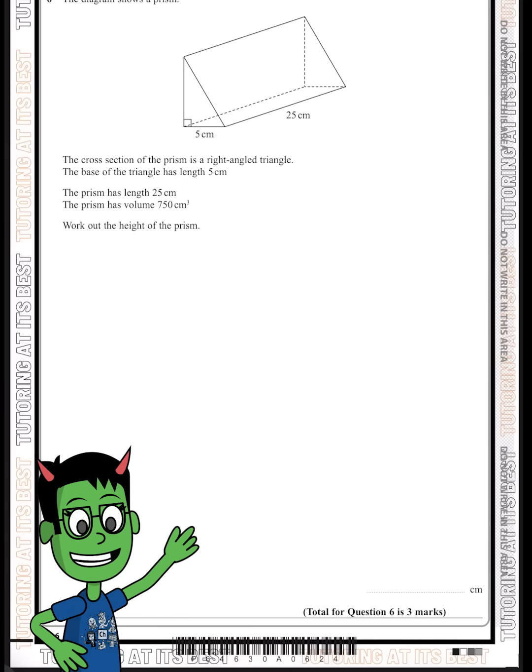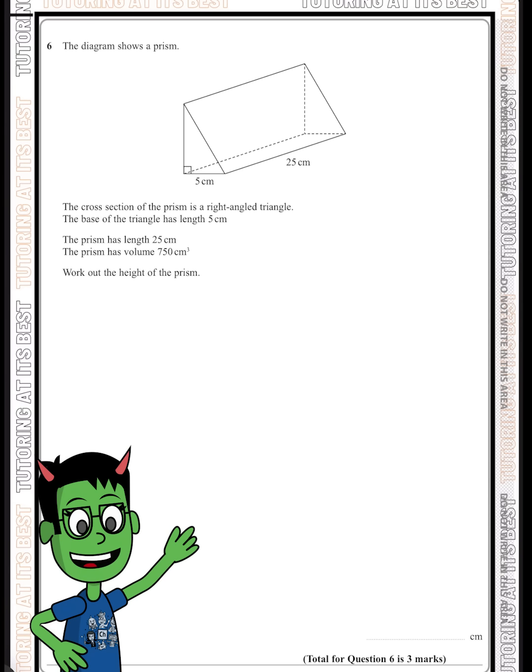Beautiful work. Okay, question number 6. So we've been given a prism. The cross-section of the prism is a right-angled triangle. And the base of the triangle has length 5 centimeters. So let's go ahead and work out the height of the prism.